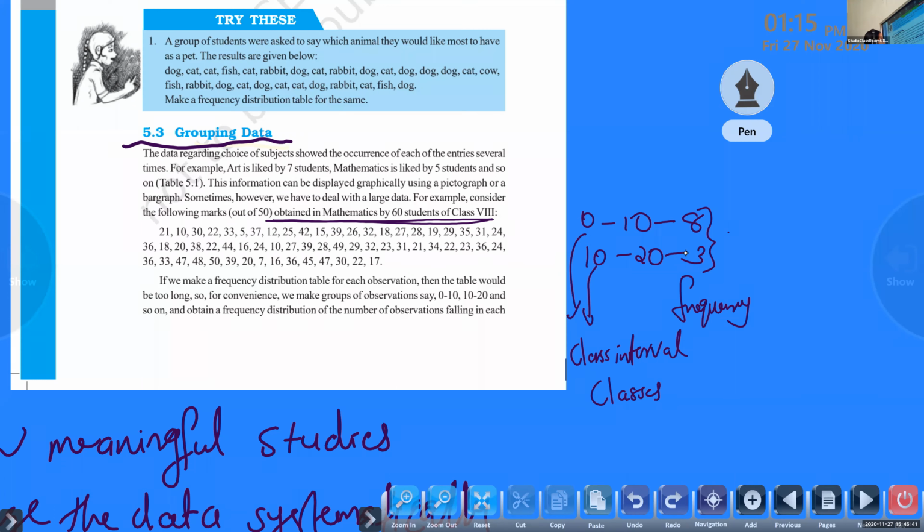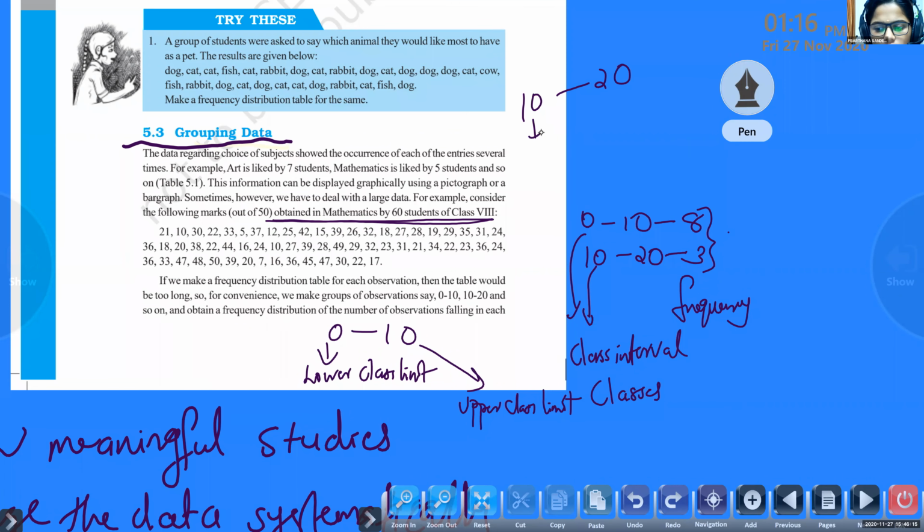And for each class, suppose the class 0 to 10, this 0 is known as the lower class limit. And 10 is known as the upper class limit. For the class 10 to 20, what is the lower class limit? 10 is the lower limit. Either you can say lower limit or lower class limit, and 20 is the upper limit or upper class limit.